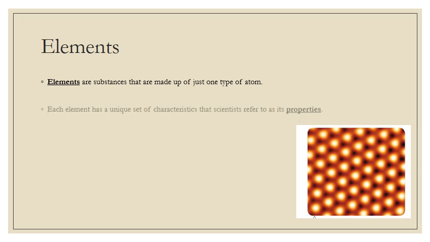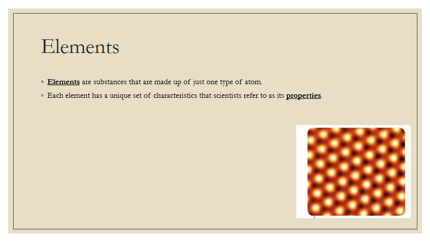Okay, let's get on to elements now. Elements are substances that are made up of just one type of atom. Each element has a unique set of characteristics that scientists refer to as properties. And elements can be classified as metallic or non-metallic.